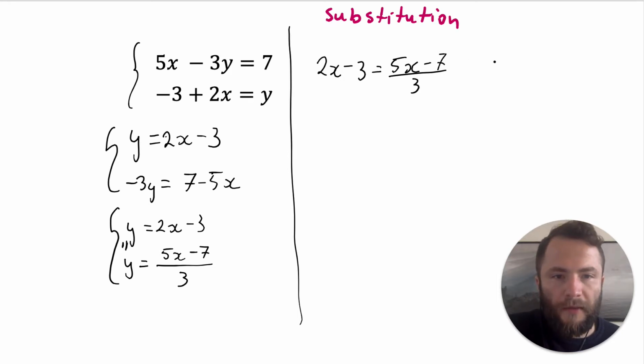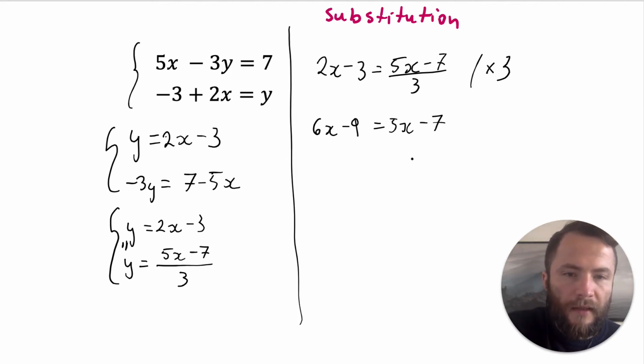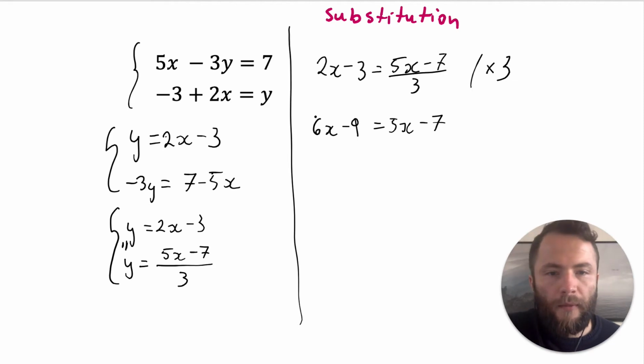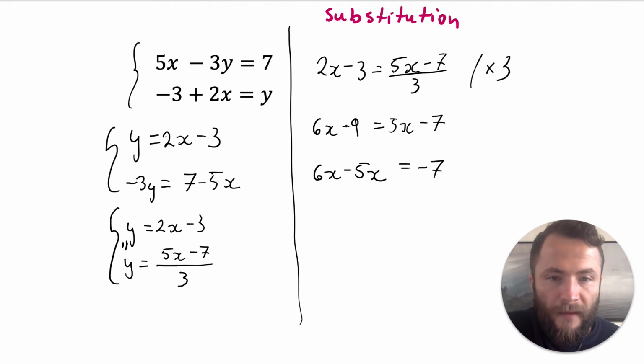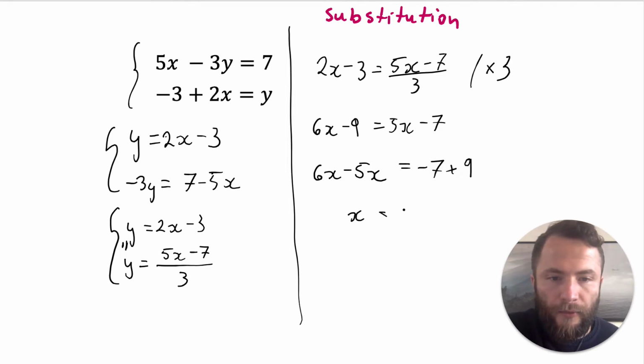Cool. I want to get rid of that fraction, so I'm going to multiply everything by 3. So 6x minus 9 is equal to 5x minus 7. Move unknowns onto the left hand side and constants onto the right hand side. Move unknowns first. Let's do it slowly. 6x minus 5x is equal to minus 7. Minus 9 goes to the right hand side, turns into plus 9. So I get that x is equal to 2.